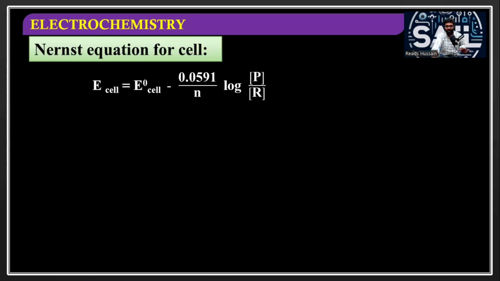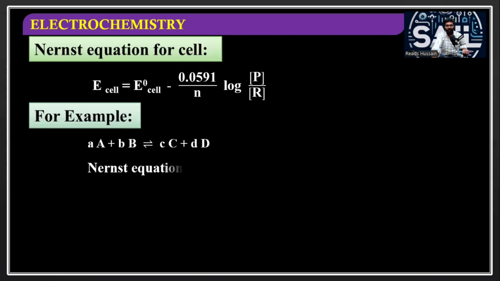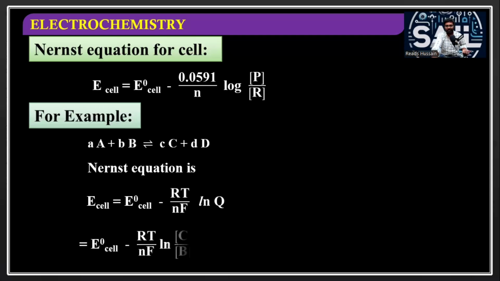Anode and cathode. By combining these two, we'll get the total cell. For example, if this is a reaction, then how to write the Nernst equation? A moles of A, B moles of B gives C moles of capital C and D moles of capital D.